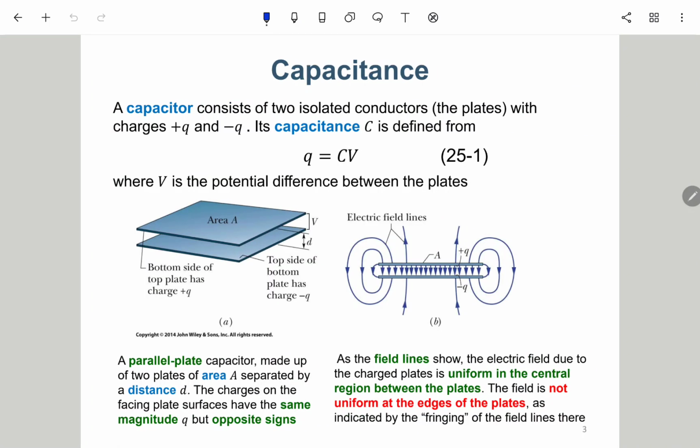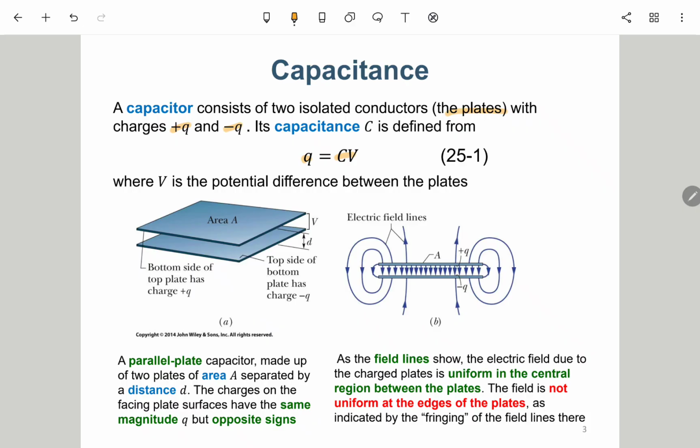Okay, so this is the definition of a capacitor. A capacitor consists of two isolated conductors, in this case the plates. But it does not necessarily have to be two parallel plates. It can be a sphere, it can be in other shapes. With a charge plus Q and negative Q, its capacitance C is defined from Q equals CV.